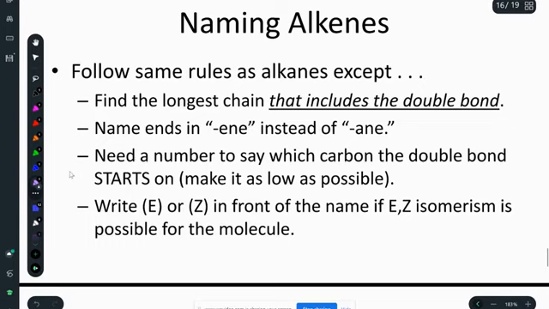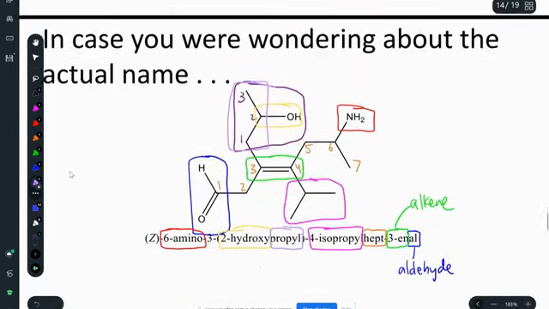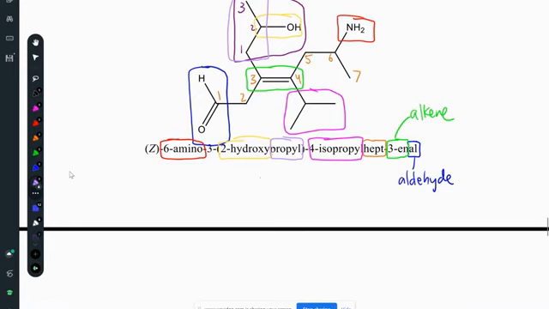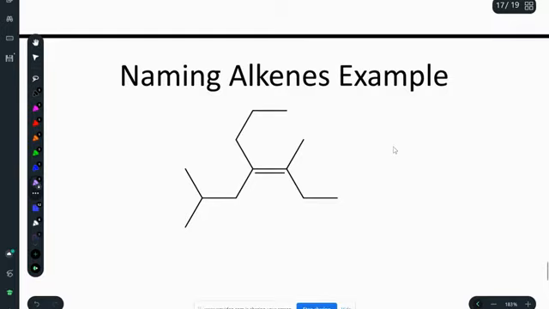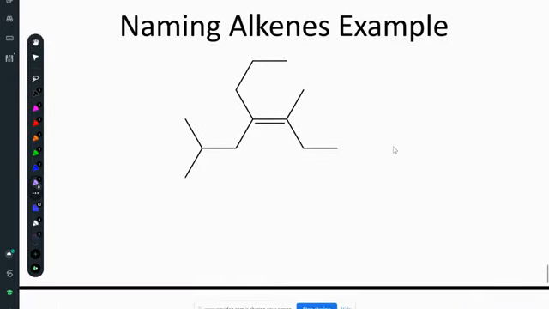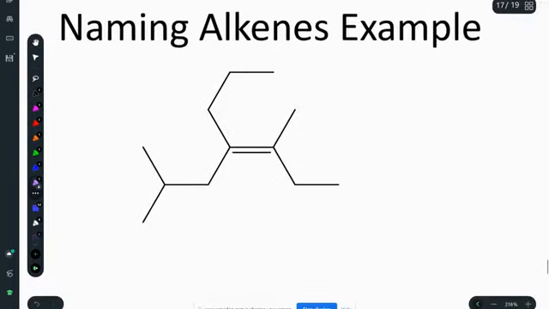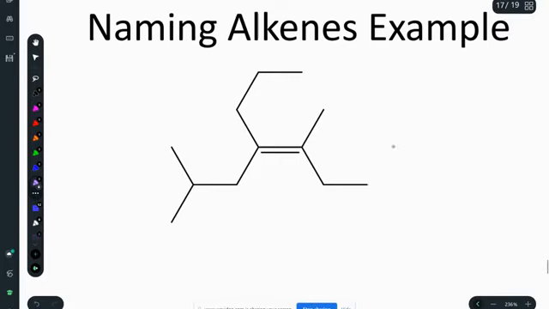I'm going to need a number to say which carbon the double bond starts on. So for instance, in this example, the double bond started on carbon 3. It was between 3 and 4. So this was 3-ene, to tell me that the double bond was there on carbon 3. And then we put E or Z in front of the name if there's E/Z isomerism possible. So let's do this example, which we can do because it doesn't require all those other rules for the different functional groups. It just has an alkene.